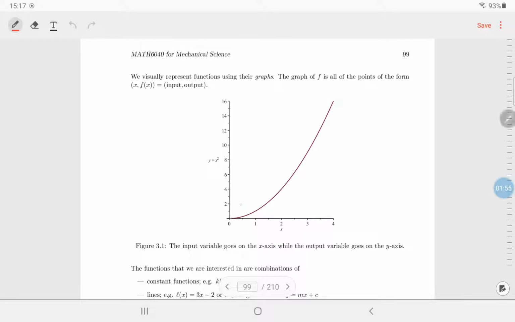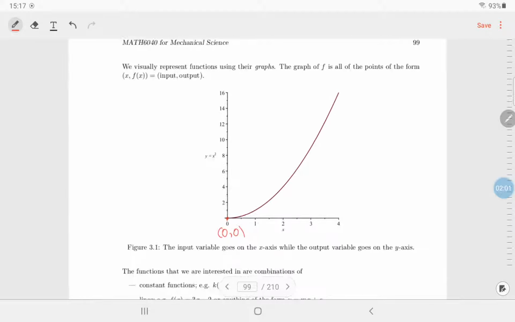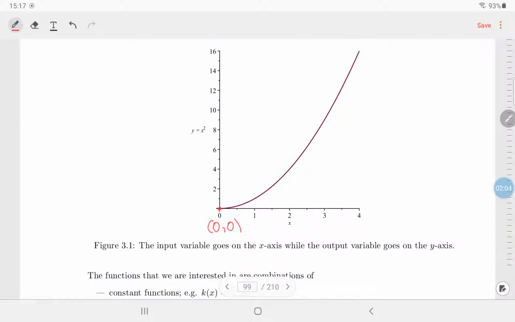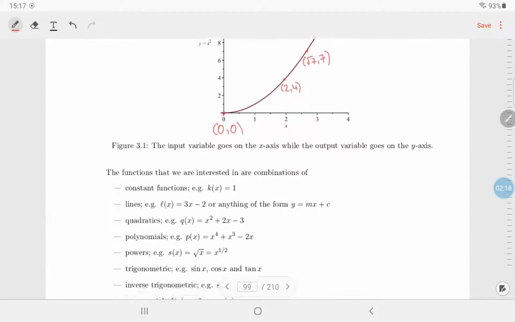So for example here, let's look at some points. 0 in, 0 out: 0 in and 0 squared is the output, same thing. Or we might have 2 in, 2 squared out. Or we might have square root of 7 in, square root of 7 squared, which is 7, out, etc. And you can visualize these things.